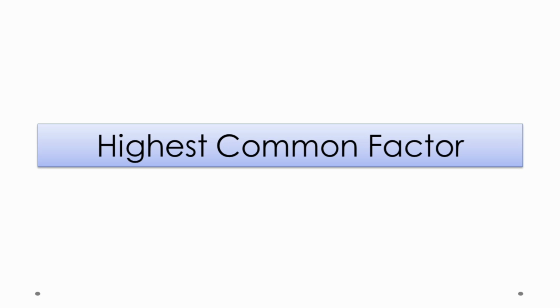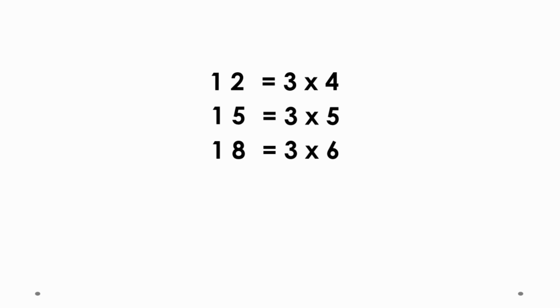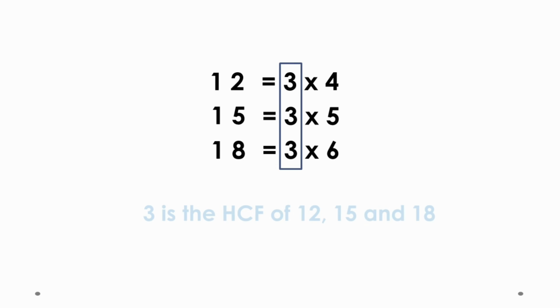We have learned common factor. Now it's time to get to know about highest common factor for a set of numbers. Let's take three numbers and identify the highest common factor. Let the numbers be 12, 15, and 18. 12 is equal to 3 into 4, 15 is equal to 3 into 5, and 18 is equal to 3 into 6. Here you can see the common factor is 3. So 3 is the HCF of 12, 15 and 18.